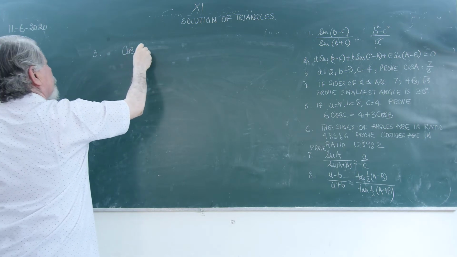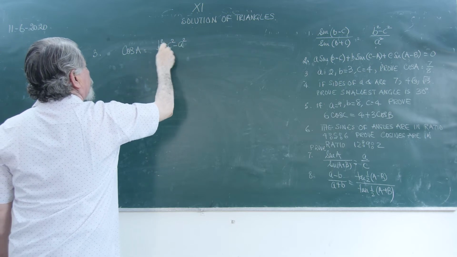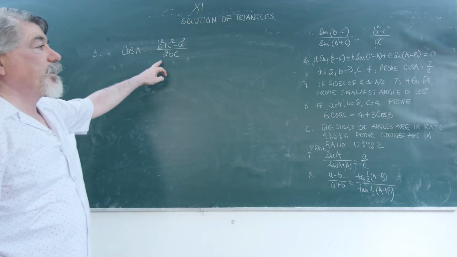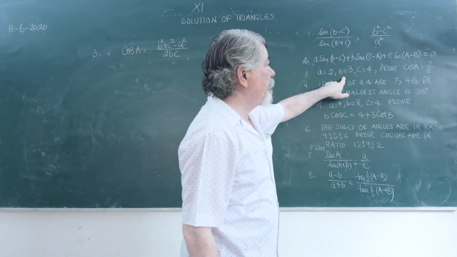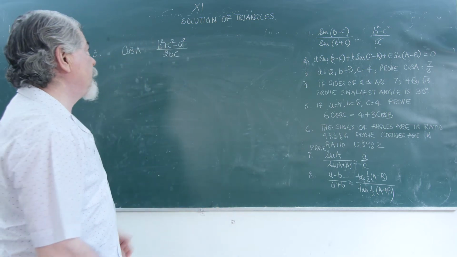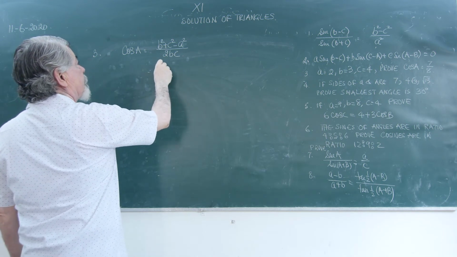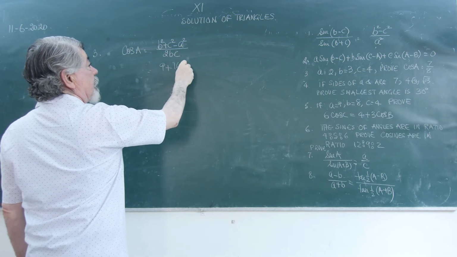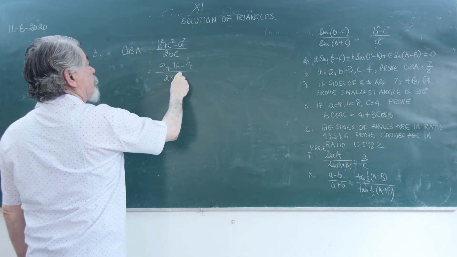Cos A is B square plus C square minus A square upon 2BC. We have got the value of A, B and C. Let us substitute all the values in place of A, B and C. A is 2, B is 3. 3 3s are 9. Plus C is 4, 16. A is 2, so 4. Upon 2B into C, 3 into 4.